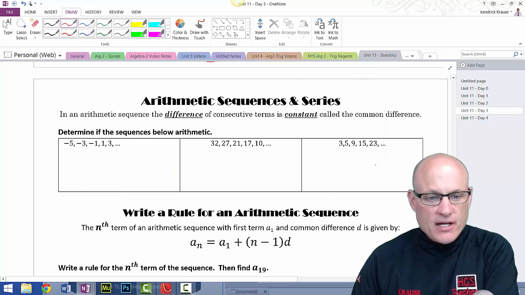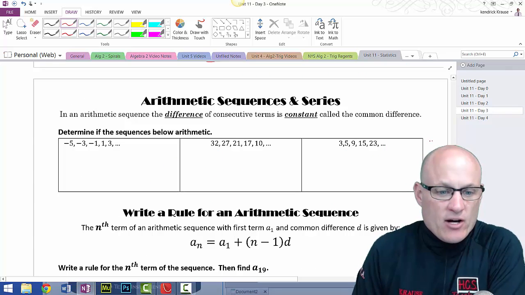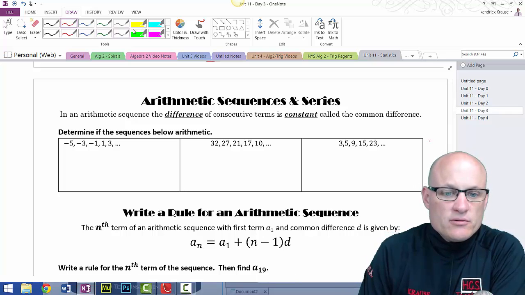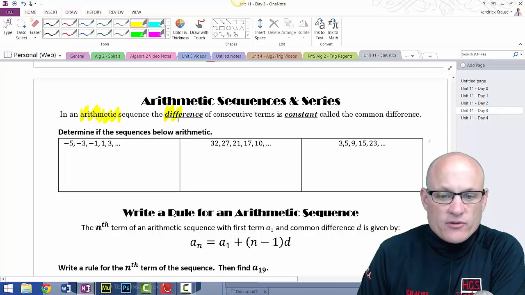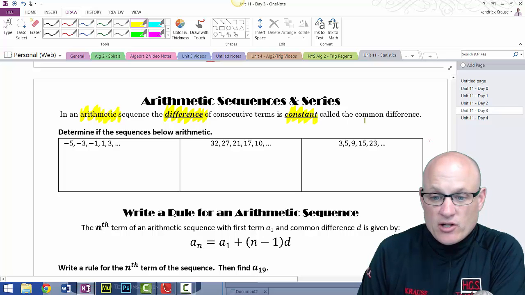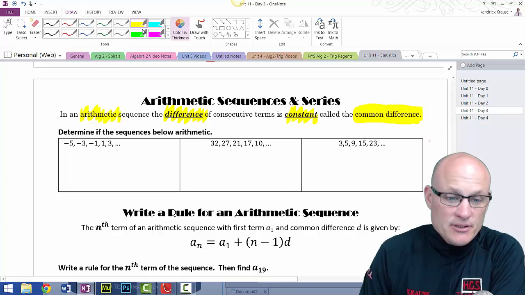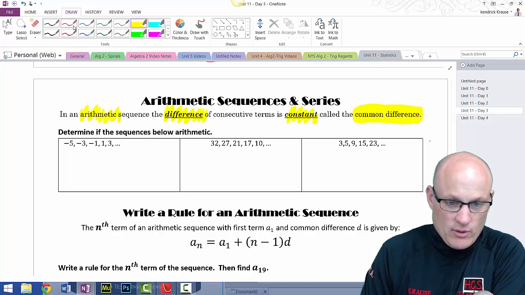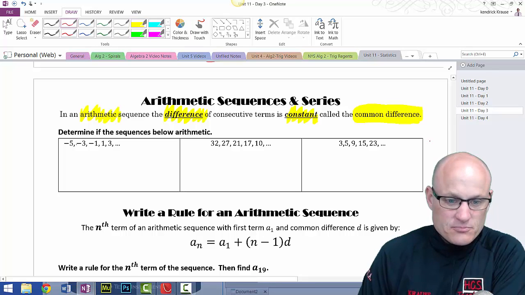All right. Arithmetic sequence. In an arithmetic sequence, the common difference of consecutive terms is constant. It's called the common difference. You're looking for things that add up. So what we want to do is see if there is a common difference.